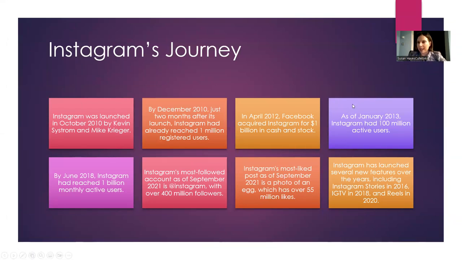Now think about the data servers that would have been needed to go from a million to 100 million. And remember as well, Instagram is constantly updating. You need some serious technology that can do that at scale, drawing huge numbers of people who are using it. But also remember, this is going out all over the world. Then by June 2018, so it took 5 years to grow tenfold again, Instagram had reached 1 billion monthly active users.